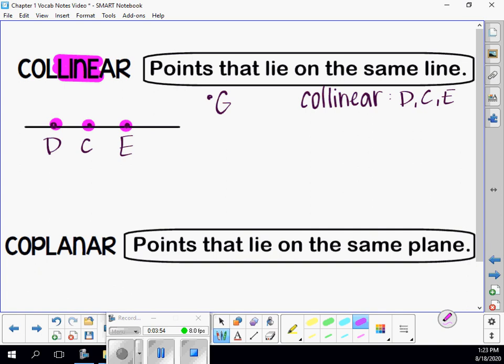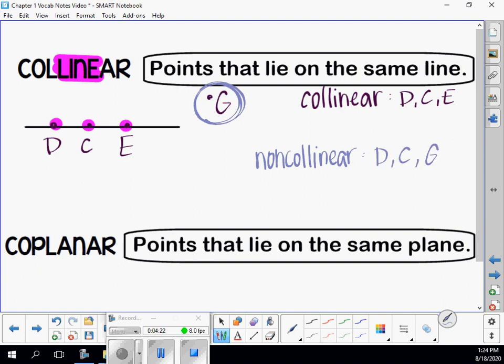Now, there's something, like we just saw on the plane, called non-collinear. Now, non-collinear, I bet you can guess what that is. Non-collinear points are points that don't lie on the same line. And it only takes one bad apple to ruin the bunch. So basically what I need to do in my list is I need to include this guy that's not on the line at all. And I can include it in any combination. So I could do D, C, and G, or I could do D, E, and G, or I could list them all, D, C, E, and finally G.